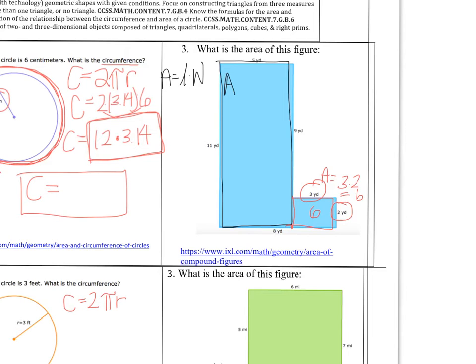So let's look at this black one. We have a length of 11 and a width of 5. So 11 times 5 is 55. So now let's add these two. We have 55 plus 6. So then what's the area of the entire figure? 61 yards.